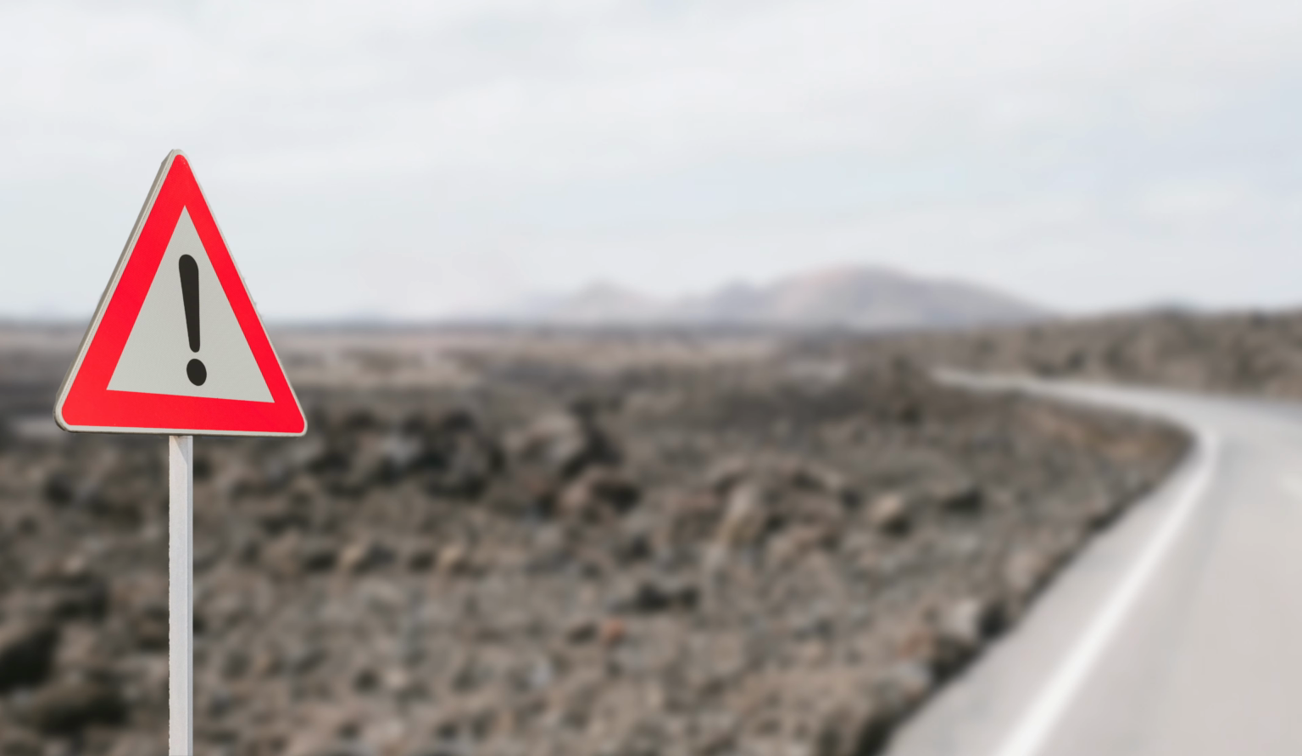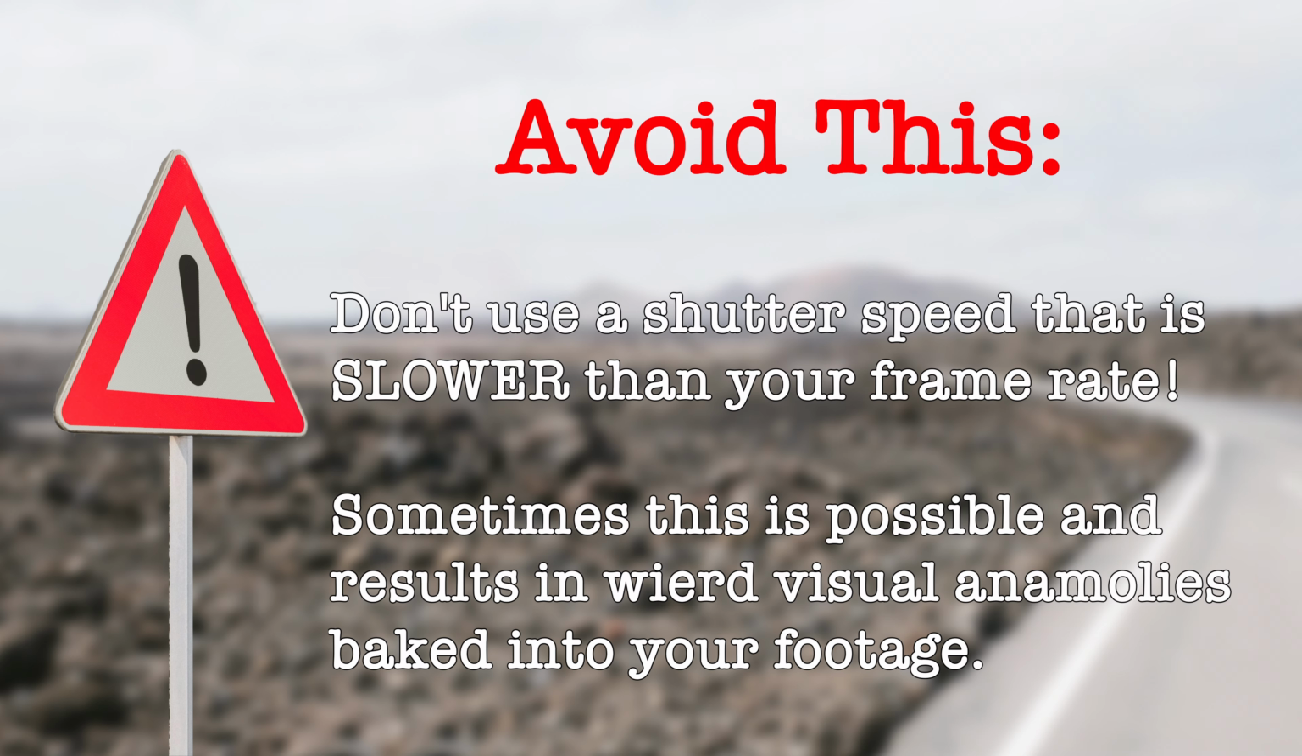One rule I want you to be more careful with is that you don't want to set a shutter speed slower than the actual frame rate you're shooting. Trying to do that is simply a practical limitation of time. If you're shooting 30 frames a second, how could you possibly have a shutter speed slower than 1/30th of a second? Well, here's the thing.